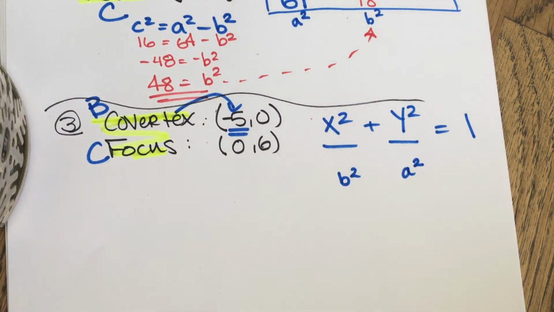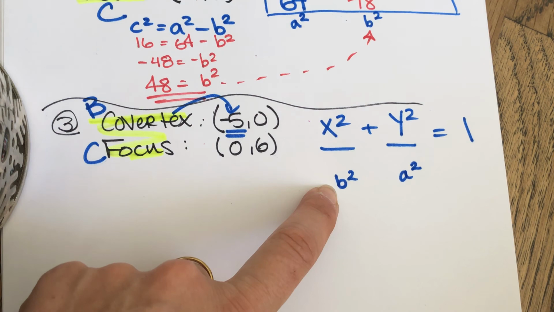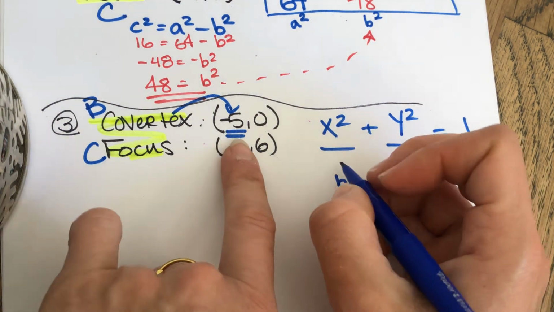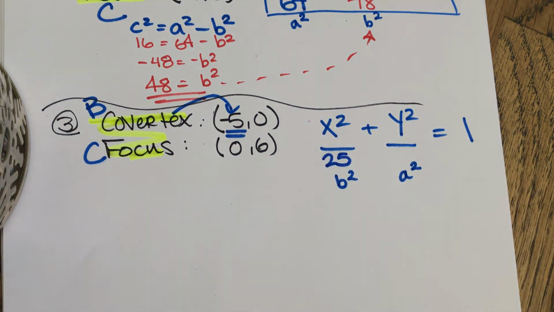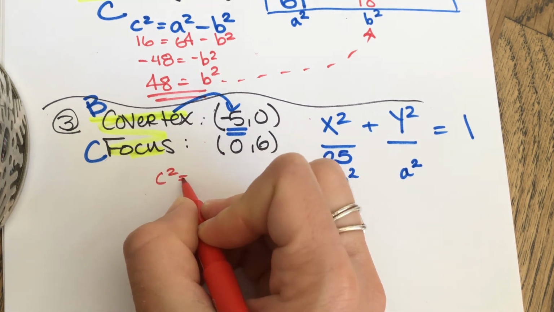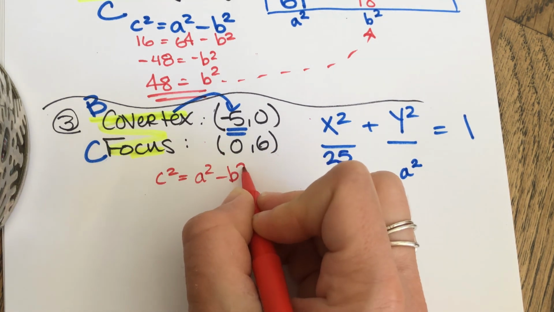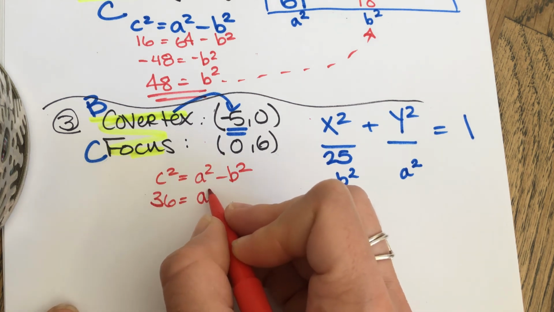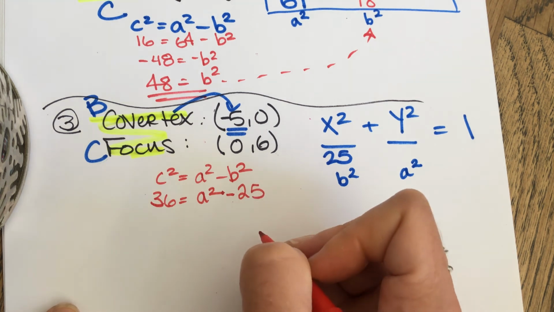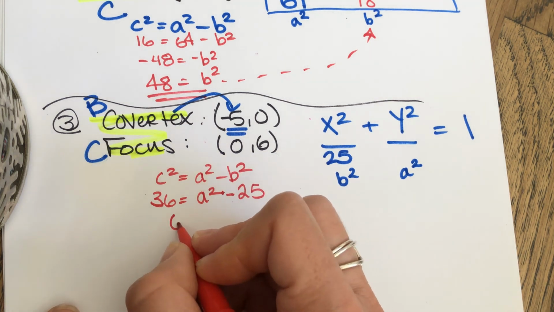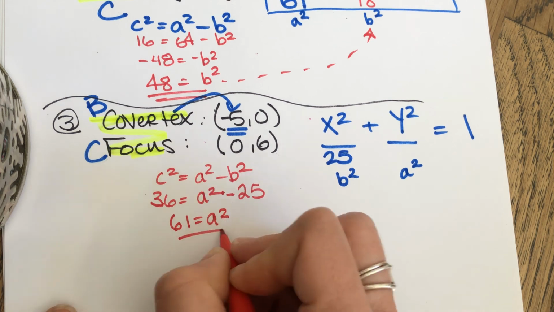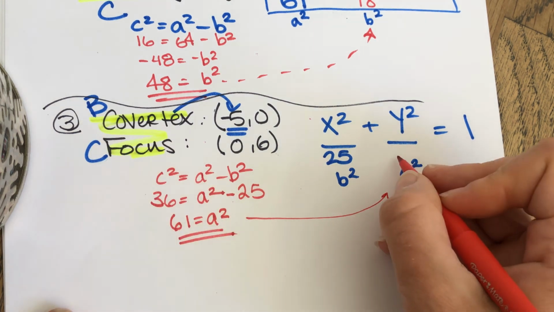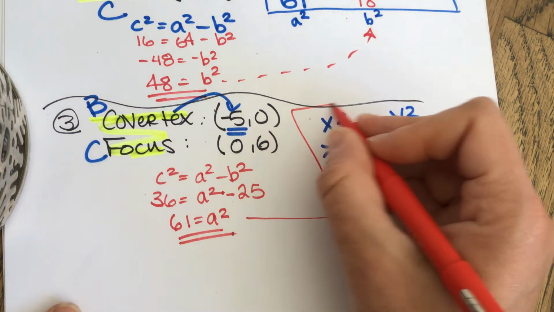All right, so what can we find first? Well, obviously we can find this, that's easy. Negative 25 says b, so b squared is 25. Now, again, same thing, how do you find the a? Well, you gotta use your focus formula. So c squared equals a squared minus your b squared. We got 36 equals, I don't know, a squared minus 25. Add 25, you get 61 equals a squared. Stop. Substitute it right in, and there you go.